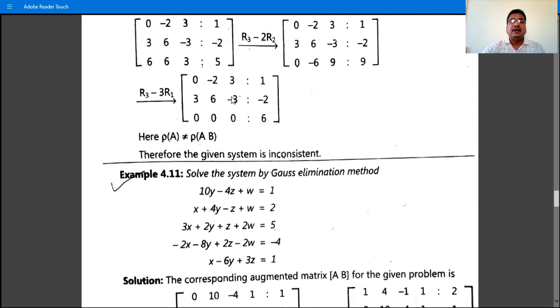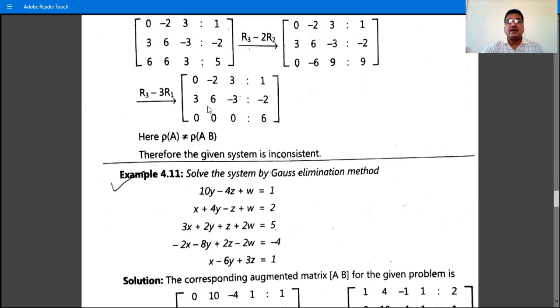If we observe the rank of A and rank of AB: by deleting the last column, we have this echelon form of the matrix A. There are 2 non-zero rows, and therefore rank of A is 2. But the whole matrix is an echelon form of the matrix AB. The first row is non-zero, the second row is also non-zero, and the third row is also non-zero, and therefore rank of AB is 3.